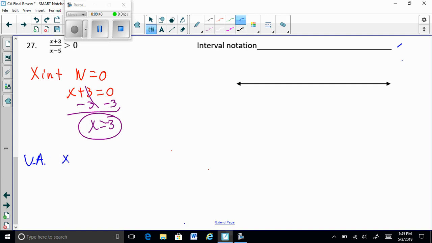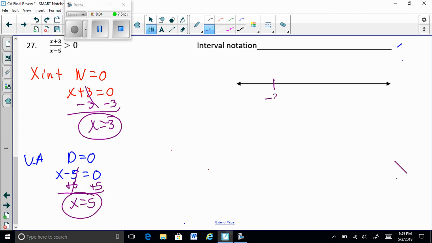And you take the denominator, actually, let me write that down. You take the denominator and set that equal to 0. So take the denominator, set that equal to 0. So x minus 5 equals 0. Go ahead and add 5. All right. So we'll go ahead and put -3 right here, and we'll put 5 right here.